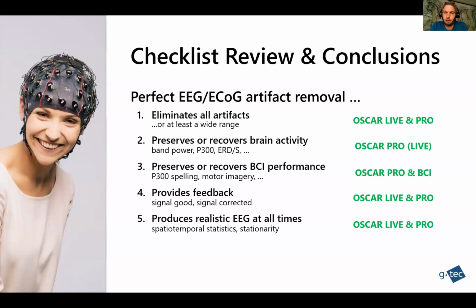We've also seen that OSCAR Live and OSCAR Pro produce very realistic EEG at all times. So even though the input is vastly contaminated, we still get very stable results. That means you don't have to bother anymore about the stability of classifiers afterwards, or about trial rejection. We can just feed everything into the downstream pipeline because the EEG is so stable.